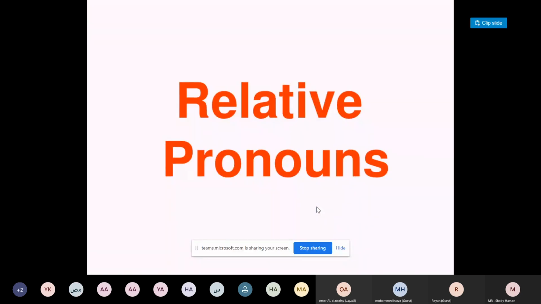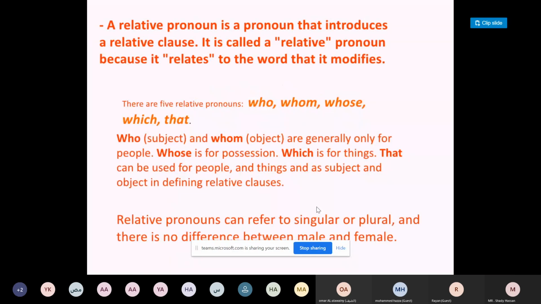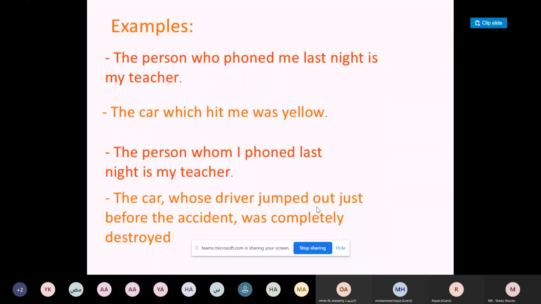The next category is relative pronouns. Relative pronouns like that, which, whose, whom. These are relative pronouns. Examples: the person who filmed me last night is my teacher. So the word who in this sentence is a relative pronoun. The person who filmed me. The car which, here which is a relative pronoun. The person whom is a relative pronoun. The person whom I filmed last night is my teacher.